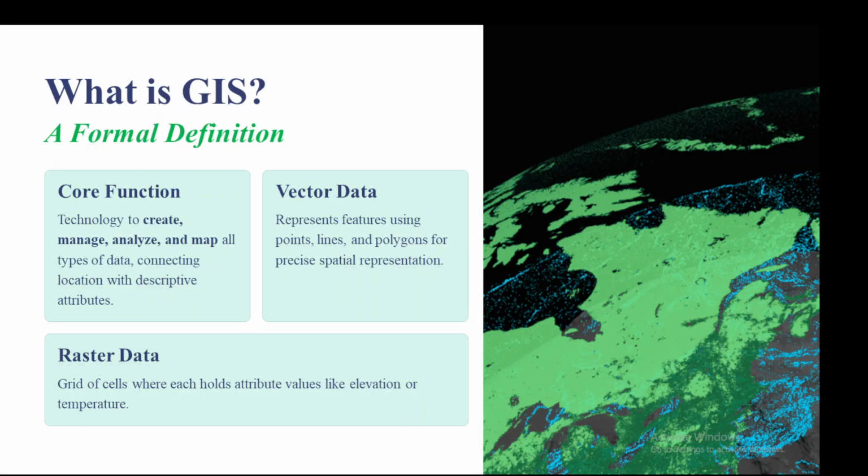So when it comes to GIS, there are essentially three different kinds of functions that we deal with. One is a core function, where technology creates, manages, and analyzes the map, all types of data, where all the data is connected with respect to their geographical location and also descriptive attributes, which otherwise we would have saved in a table, and a table might not be able to give us a spatial intelligence. Here we used vector data, which represents points or lines or polygons for precise spatial representation.